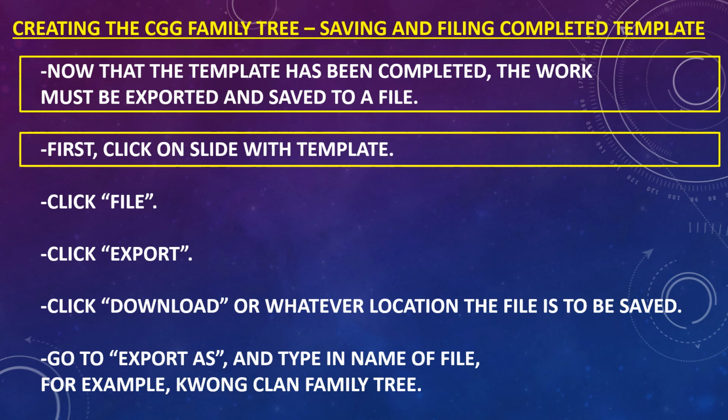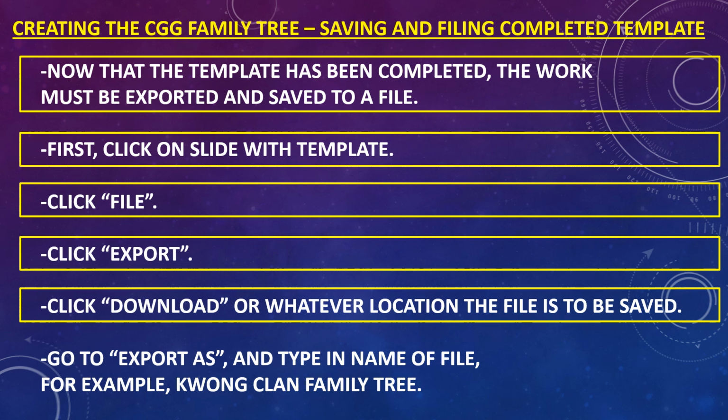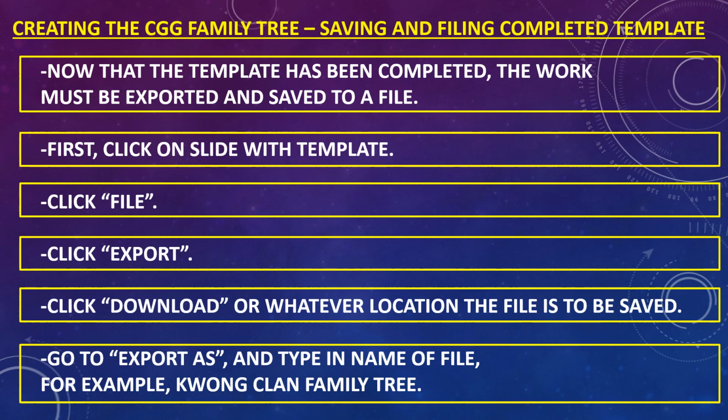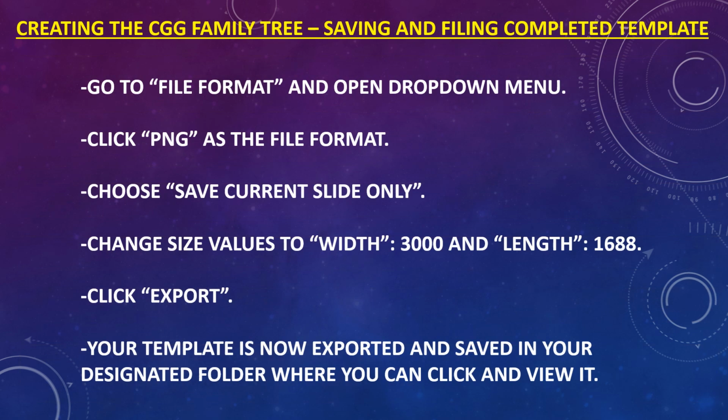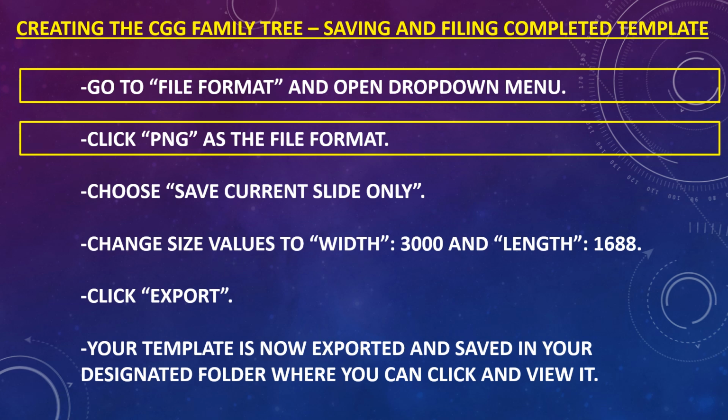First, click on the slide with the template. Click File. Click Export. Click Download or whatever location the file is to be saved. Go to Export As, and type in name of file, for example, Kwong Clan Family Tree. Go to File Format, and open the drop-down menu. Click PNG as the file format.